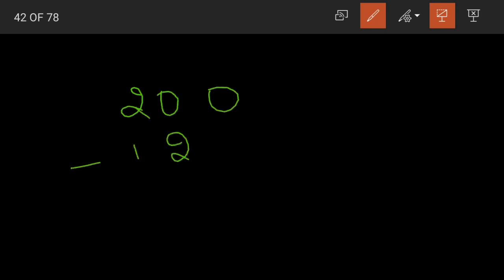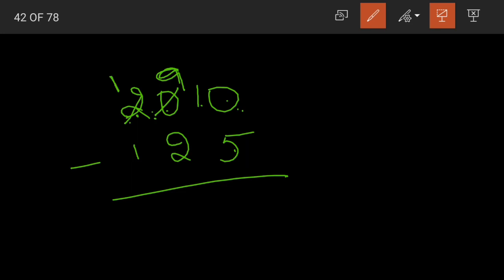200 minus 125. Yes children, here 0 minus 5 is not possible. What did we learn in the previous slide? Subtraction with zeros. First 0 becomes 10. The other zeros become 9. And the number that comes after all the zeros, we need to subtract 1 from it. Yes, first 0 becomes 10, then the other zeros become 9, and after the zeros, whatever number is there, for that number also we should subtract 1.